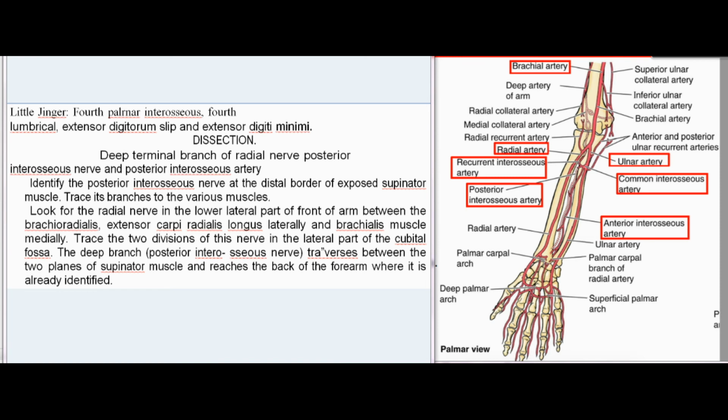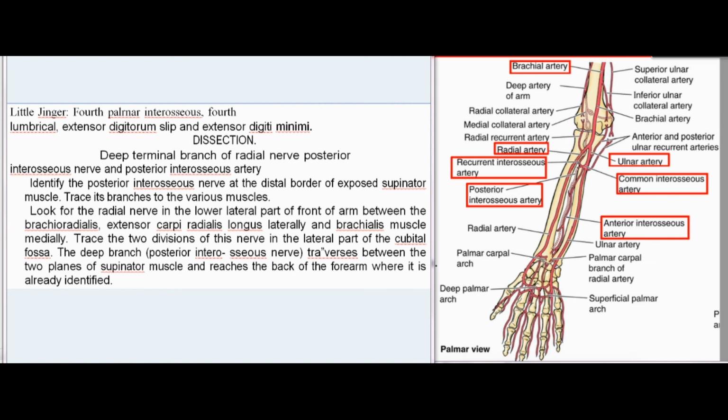Dissection. Deep terminal branch of radial nerve, posterior interosseous nerve and posterior interosseous artery. Identify the posterior interosseous nerve at the distal border of the exposed supinator muscle. Trace its branches to the various muscles. Look for the radial nerve in the lower lateral part of the front of the arm between the brachioradialis, extensor carpi radialis longus laterally and brachialis muscle medially. Trace the 2 divisions of this nerve in the lateral part of the cubital fossa.